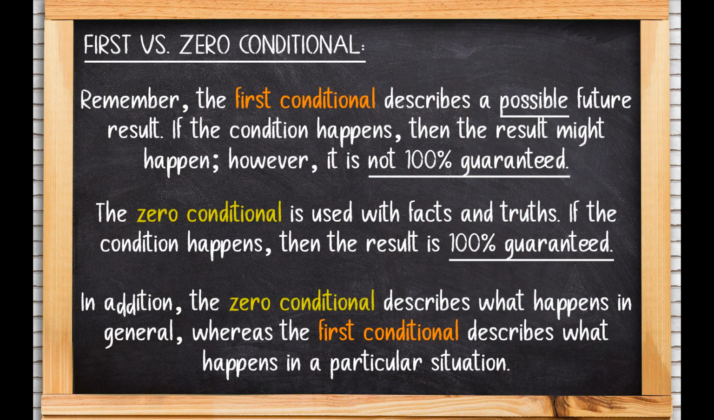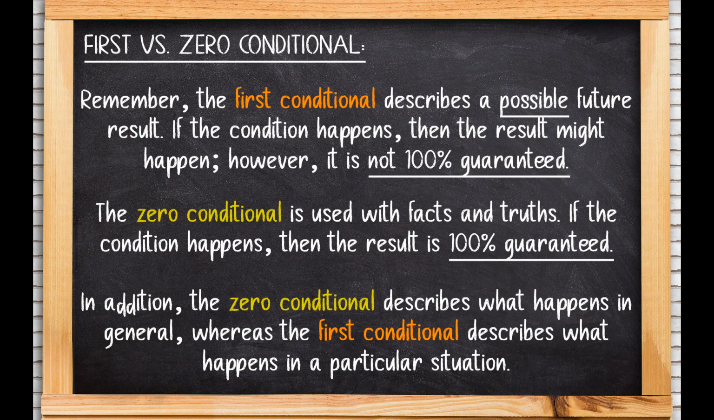Now, many students confuse the first conditional with the zero conditional. So let's take a look at some differences between the two. So remember, the first conditional describes a possible future result. If the condition happens, then the result might happen. However, it is not 100% guaranteed.